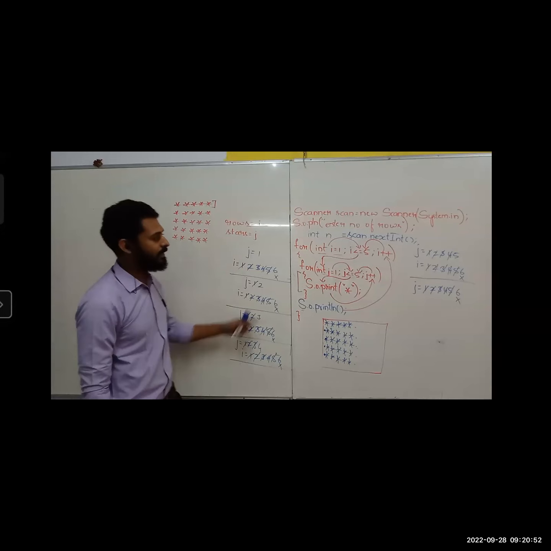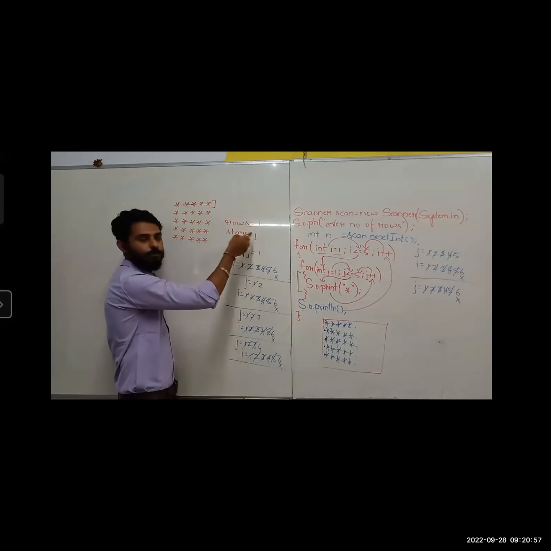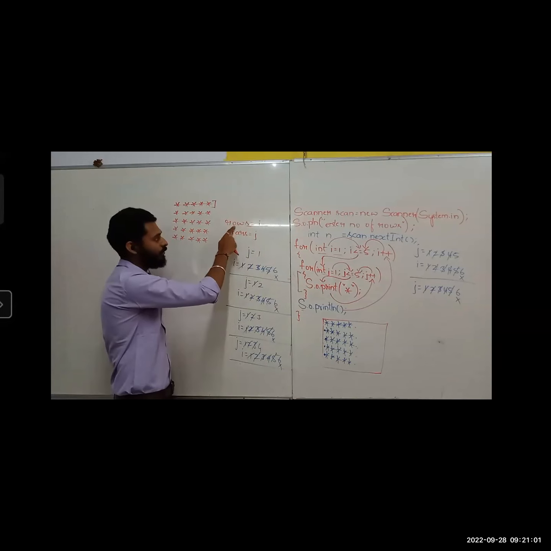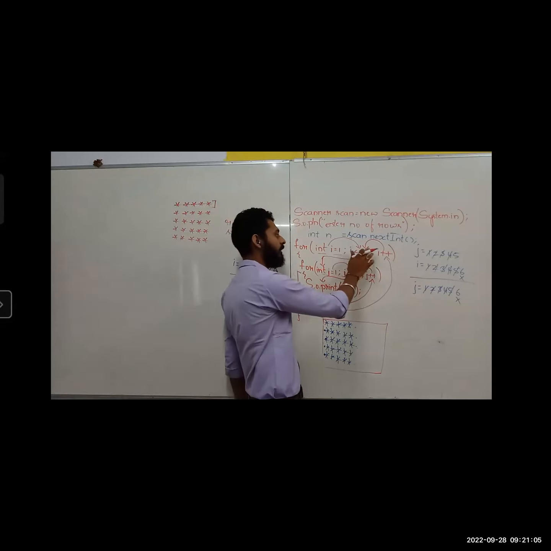Which means in these two, which one should I change? Here it is clearly visible. Printing stars, if I want to change, I should change j. Printing rows, if I want to change, then I should change i. Then here, what should I write?